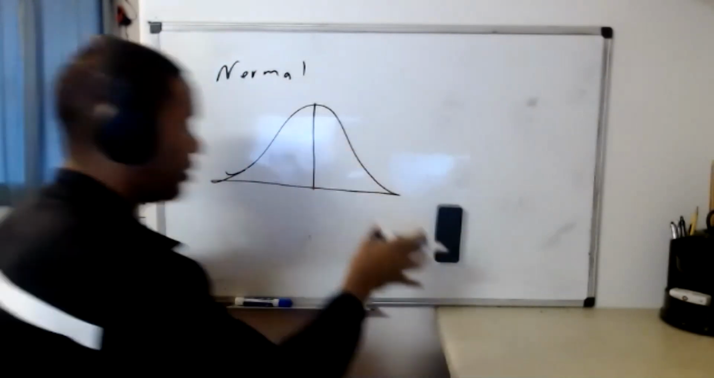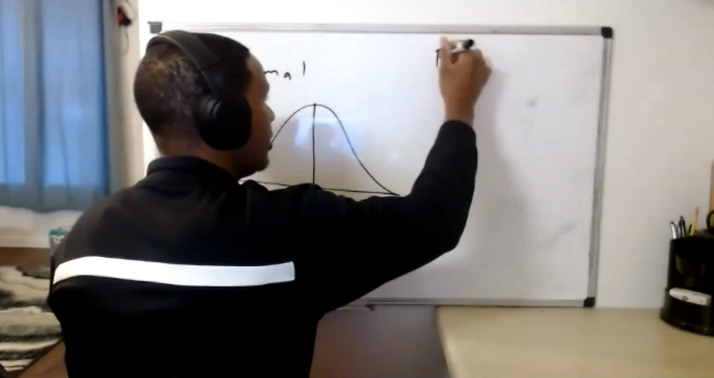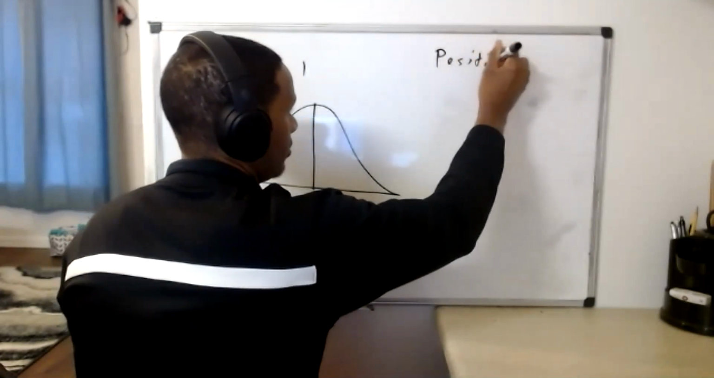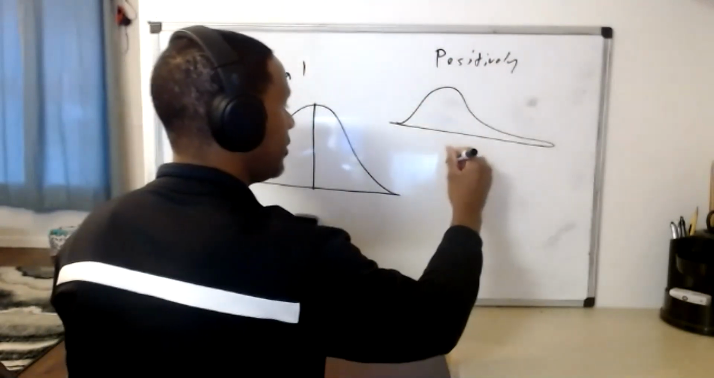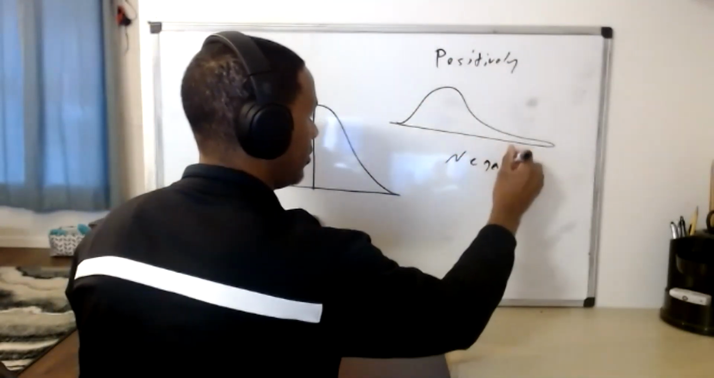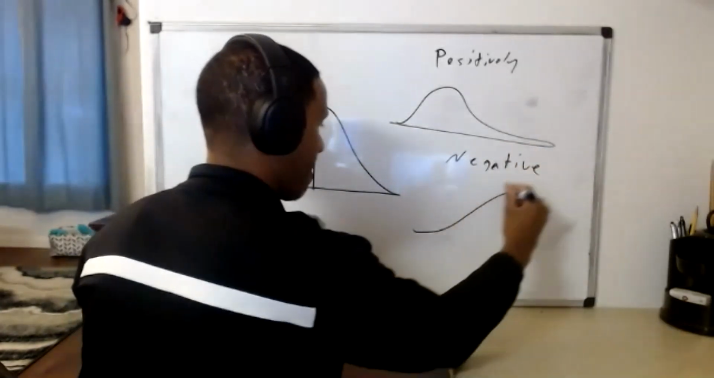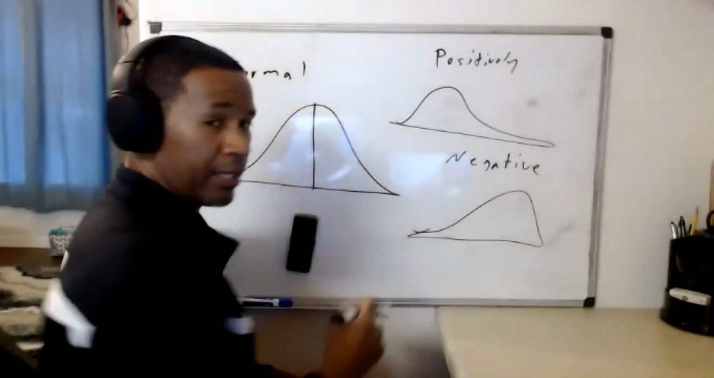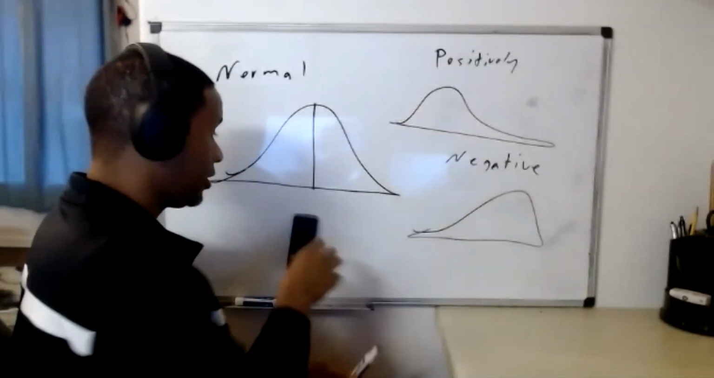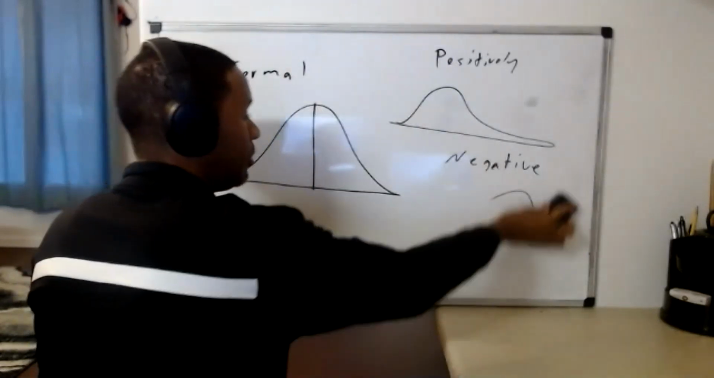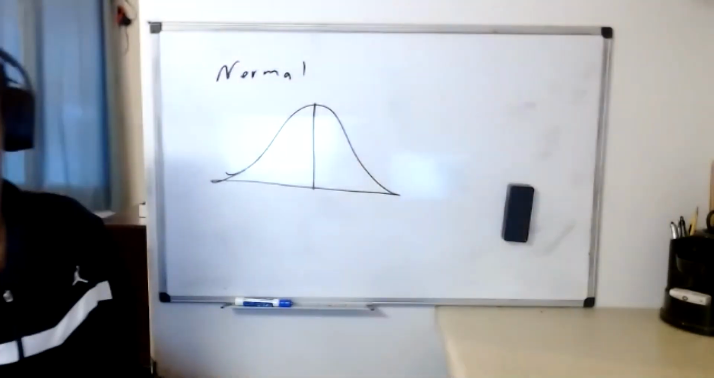Bell-shaped, unimodal, symmetrical distribution. And like I said, there are also positively skewed distributions and then negatively skewed distributions, but today we're not going to be talking about positive or negatively skewed distributions. We're talking about symmetrical, unimodal, what we refer to as normal distributions.